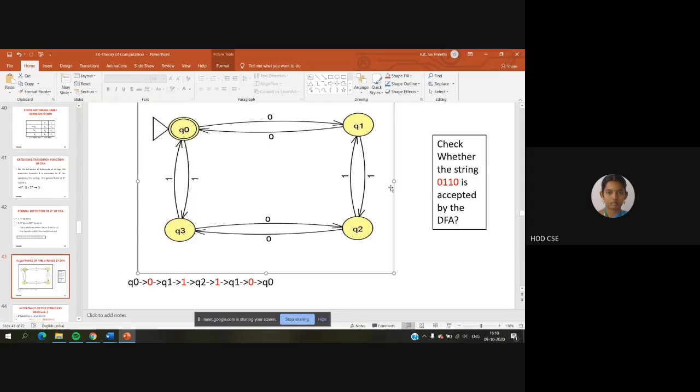From Q1, I have to read the fourth symbol 0. From Q1, the 0 goes to Q0. I consume all my input. All 4 symbols I have read. Finally, I end up with Q0.